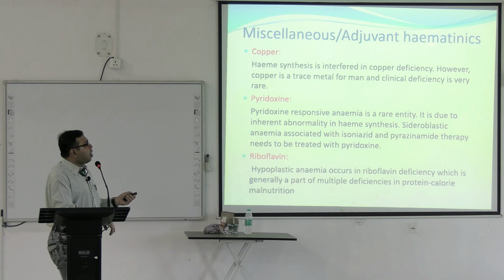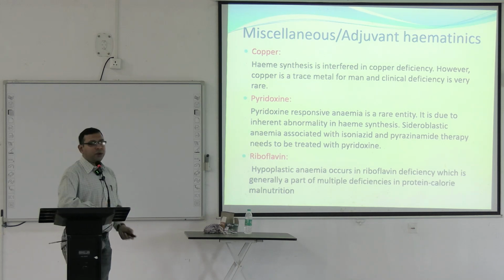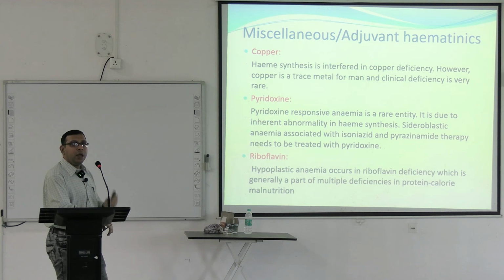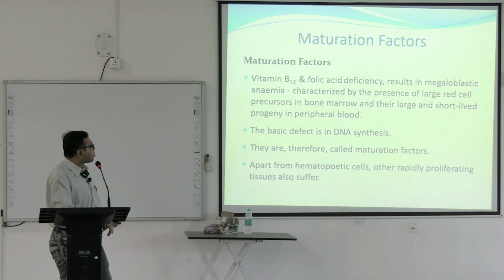So these are the miscellaneous or adjuvant hematinics. Details are not needed. Just remember the names: copper, pyridoxine, riboflavin. They are needed, albeit in very small amounts, and their deficiency may happen in some cases. So copper, pyridoxine and riboflavin.